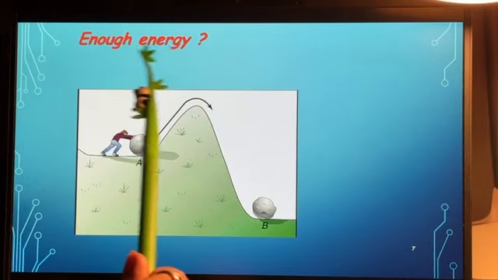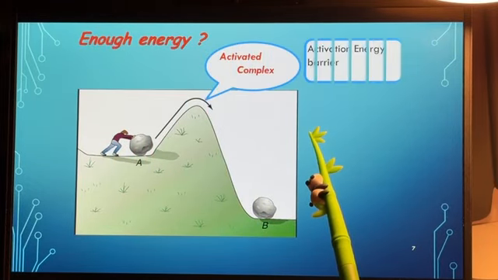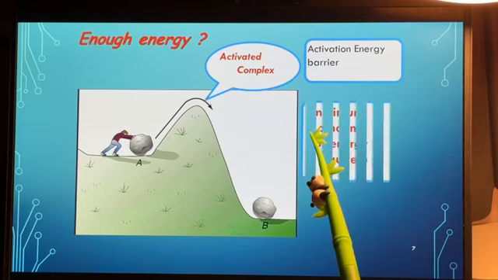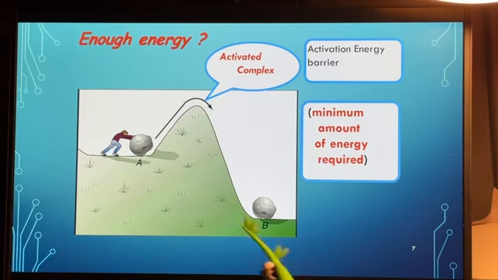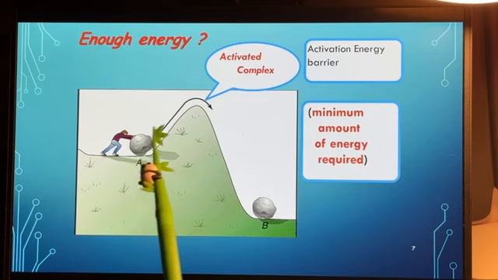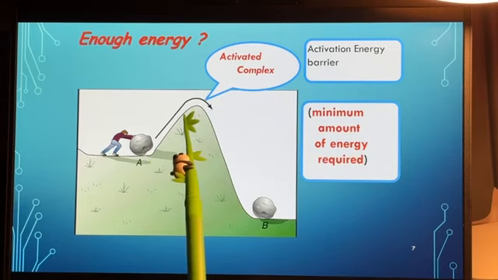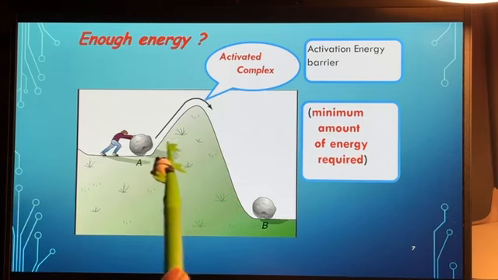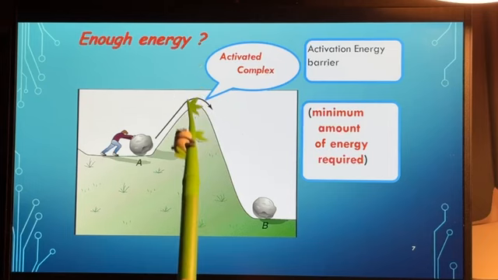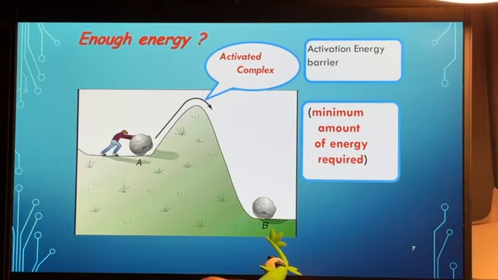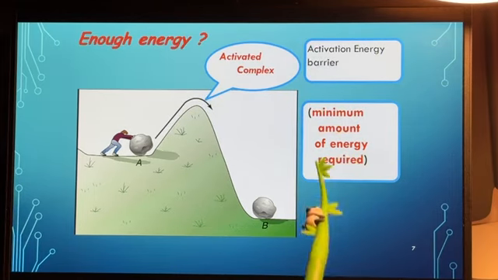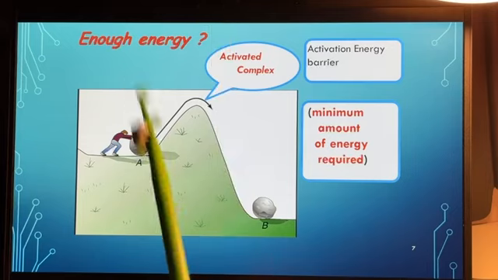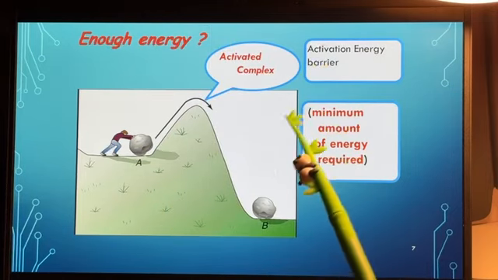Now what do you understand by enough energy? I can explain you with the help of this diagram. Here, for example, A is my reactant. We should have enough energy to take it to the peak of the mountain and then only it will be converted to a product B. If our reactants don't have the energy to climb up the mountain, they cannot be converted into product. So enough energy means the minimum amount of energy which the reactant molecule must possess.